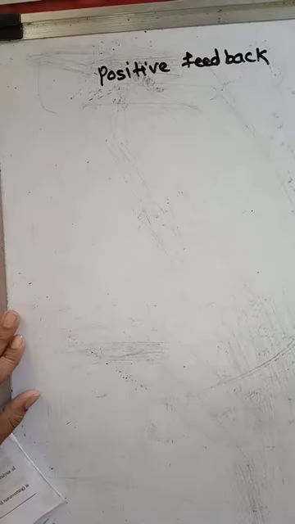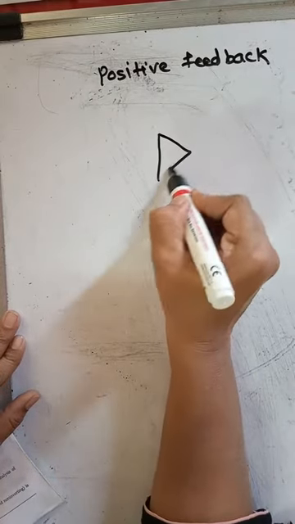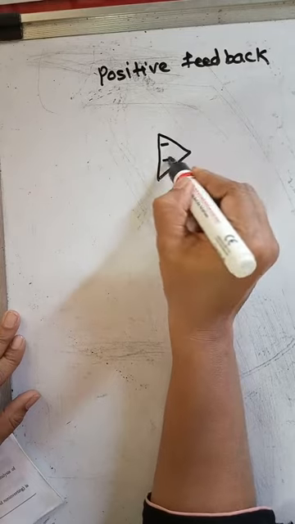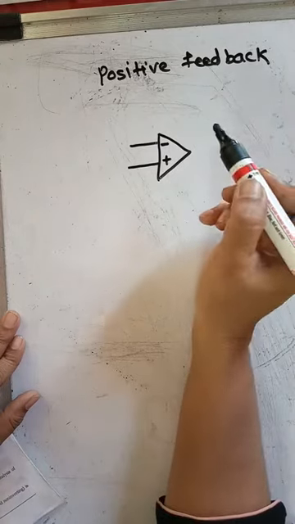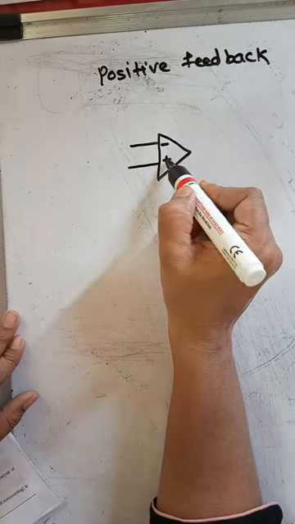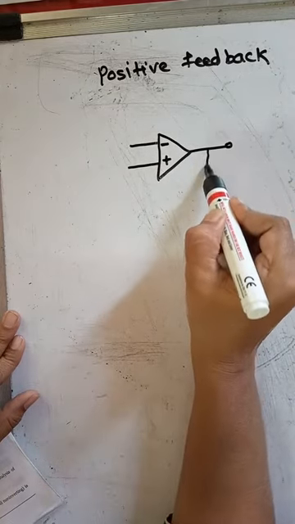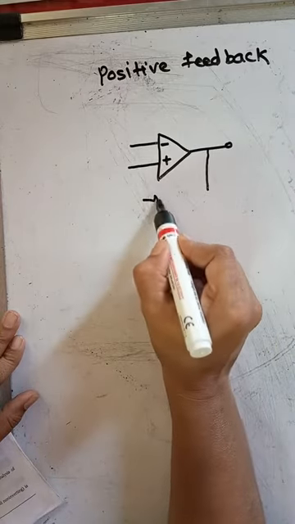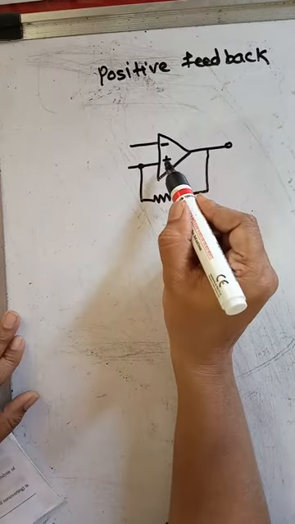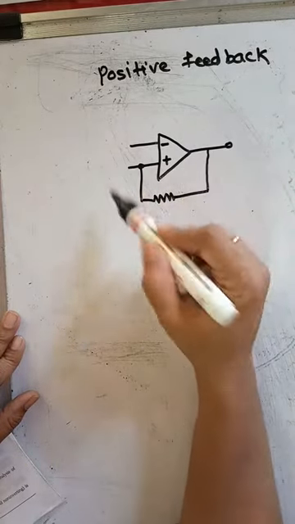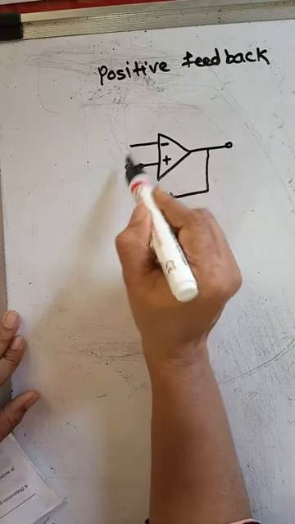Now we will discuss the positive feedback. We know that the op-amp has two terminals, one positive and the second negative. The positive terminal is called the non-inverting terminal. If the output of the op-amp is fed back to the positive terminal, that is the non-inverting terminal of the op-amp, then this circuit is called a positive feedback configuration.